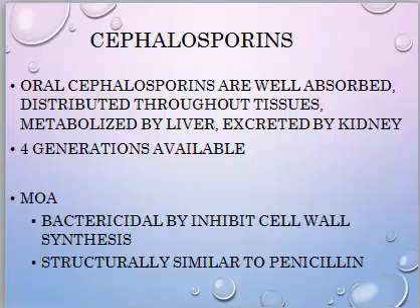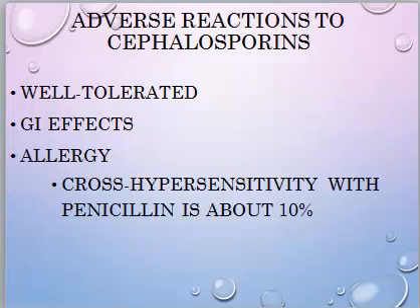Now, cephalosporins. So cephalosporins are well absorbed. They go to all the tissues, metabolized in the liver, excreted by the kidneys. There are 4 generations available. And each generation actually has a broader spectrum of action. So they're bactericidal. They also inhibit cell wall synthesis, just like penicillin. And structurally, they're very similar to penicillin.